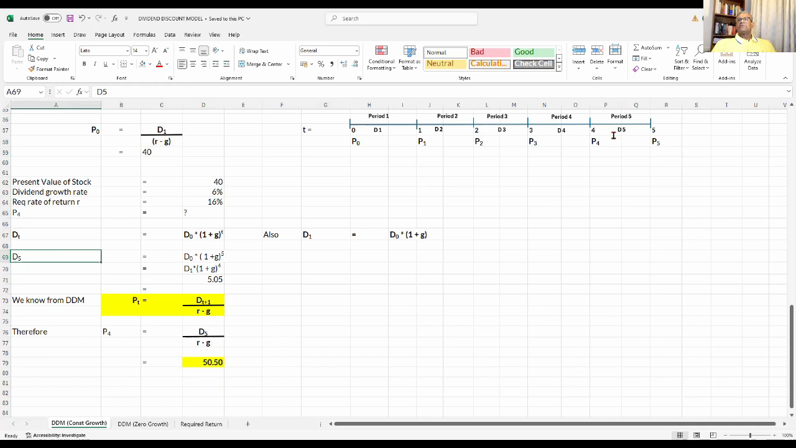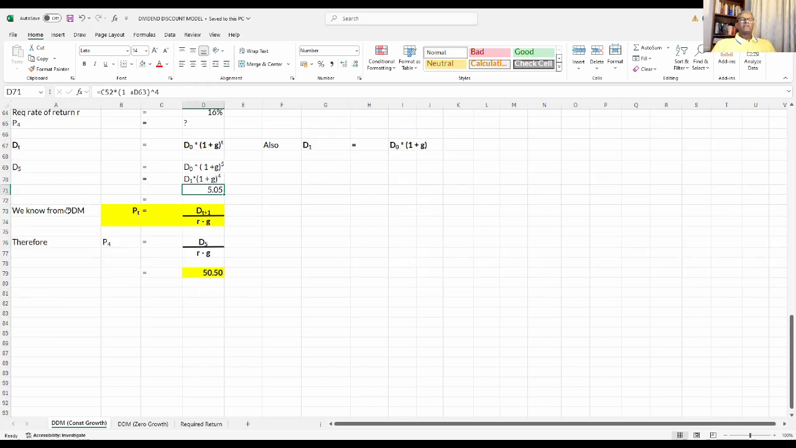Why D5? If we want to find out the value of P4, then we discount this D5 to present. D5 equal to D0 times (1 plus g) to the power 5. We can write this in terms of D1, so D1 times (1 plus g) to the power 4. Just plug in the numbers, we get 5.05. And then from the dividend discount model equation, we find that Pt equal to Dt plus 1 divided by r minus g. Plug in the numbers again, and you get P4 equal to 50.5.